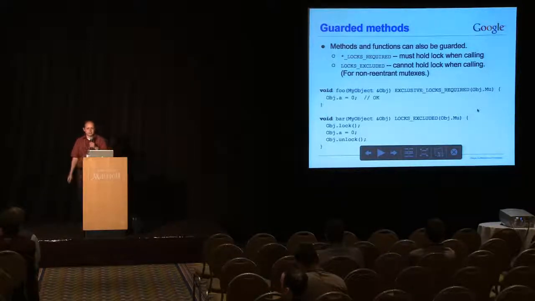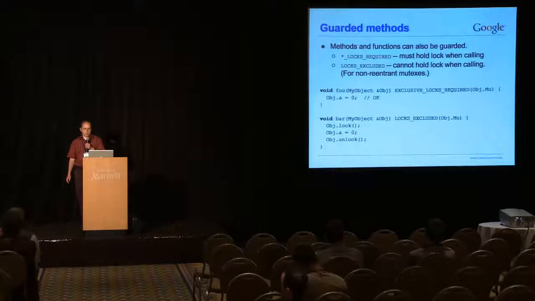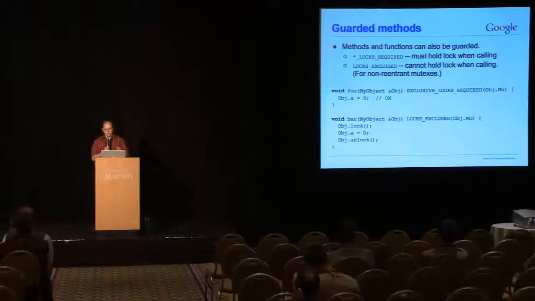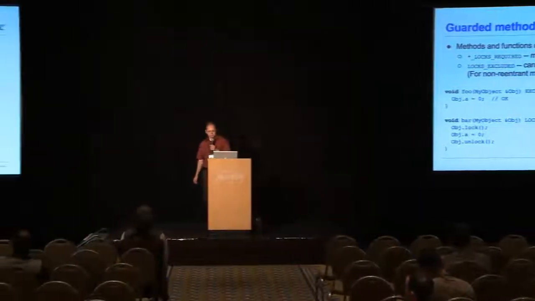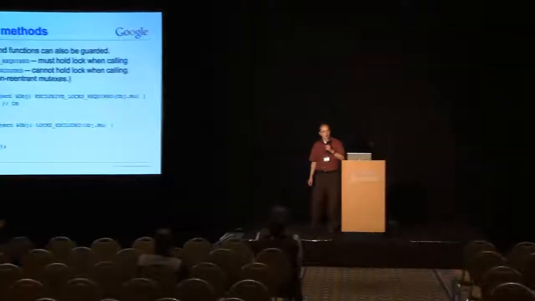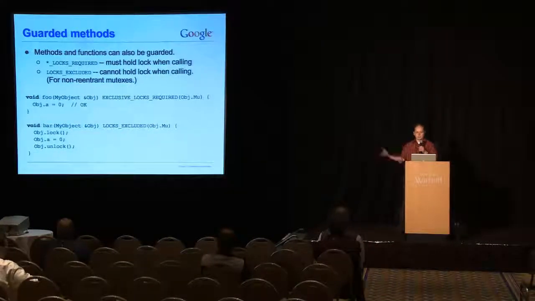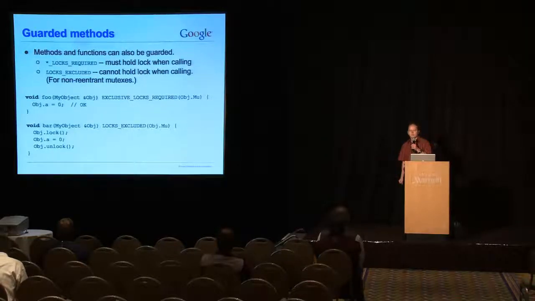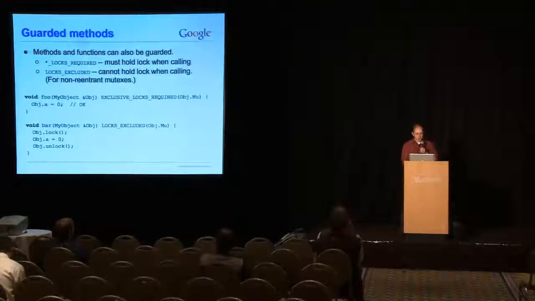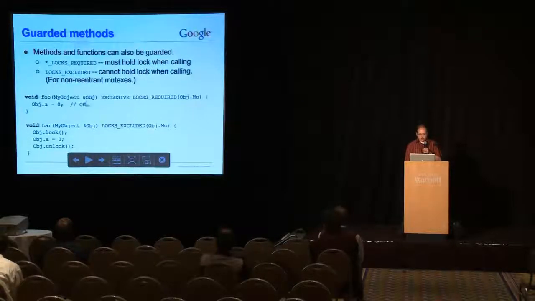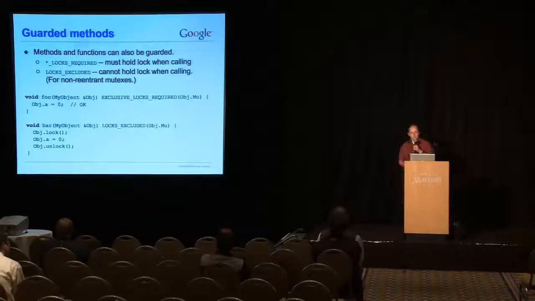You can also guard methods. Instead of using guarded by for methods, we decided to create, for historical reasons, a whole new attribute, which is exclusive locks required. And also, since some mutexes are not reentrant, in order to do deadlock prevention, we have the opposite, which is locks excluded. That means you can't hold the particular mutex. And notice, too, the lexical scoping here. We have a parameter to this function, obj, and we can say exclusive locks required obj.mu. So you can refer to function parameters within the arguments to the attribute.